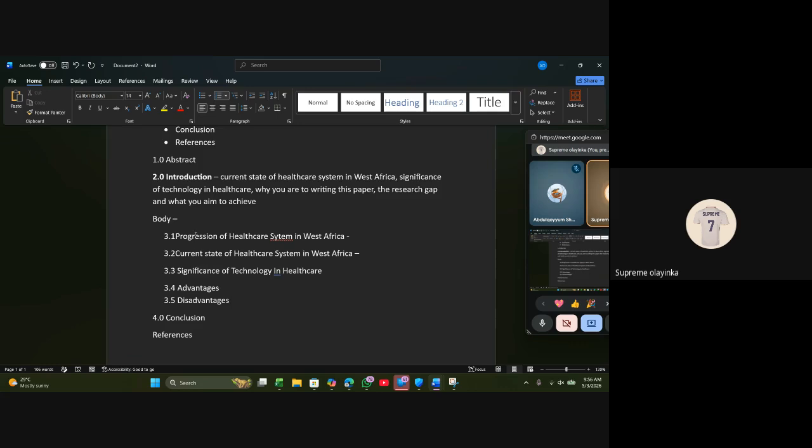Now, this is when we need referencing. We will look for other research paper that discuss or that published a thing about the progression of healthcare system over time in West Africa, right? So these are the research paper that we have to reference in this particular subtopic. So the same thing with current healthcare system, the same thing with significance of technology, because these are the things we actually, it's not our work. We are getting the information from other researchers' work. So we have to acknowledge their work by referencing their research paper.